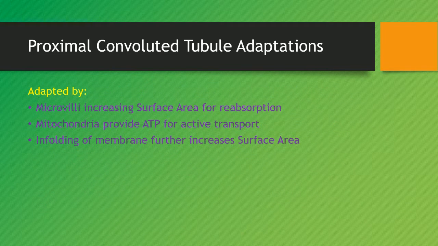So the proximal convoluted tubule has different adaptations. It's adapted by having microvilli, which increases surface area for reabsorption. It also has mitochondria, which provide ATP for active transport, and it also has the infolding of the membrane, which further increases the surface area.